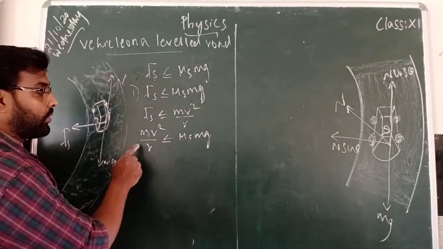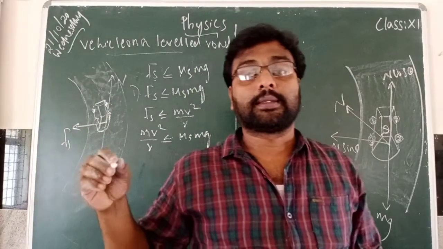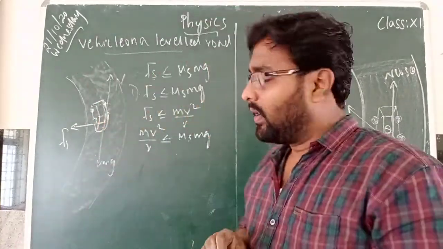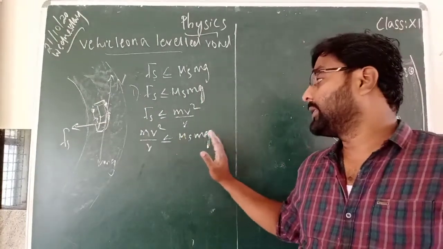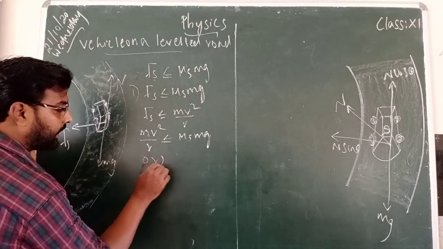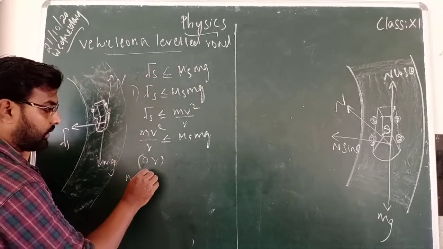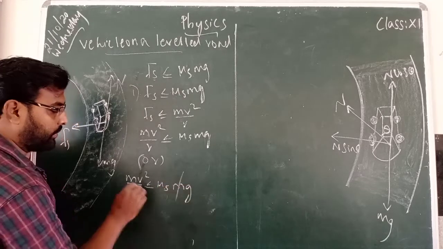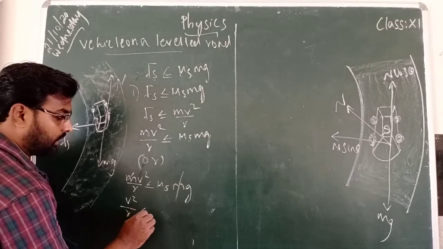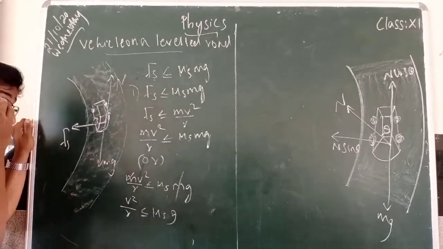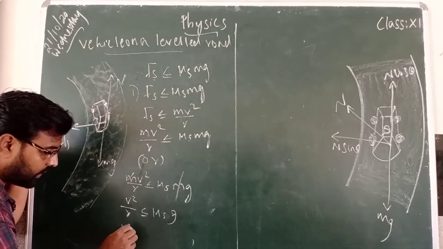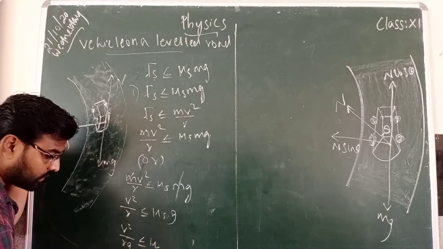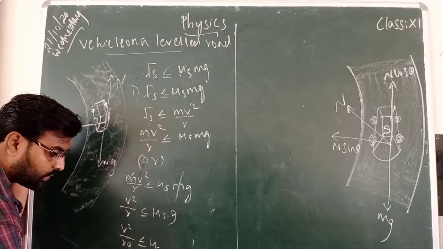For a safe turn, the static friction must be less than this gravitational force. Then you can move the vehicle on that road safely. This is the condition for safe turn. Or you can use the same condition like this: mv square by r less than or equal to mu s mg. Cancel m, v square by r less than or equal to mu s g. From this, take g down: v square by rg less than or equal to mu s. So mu s is greater than or equal to v square by rg.